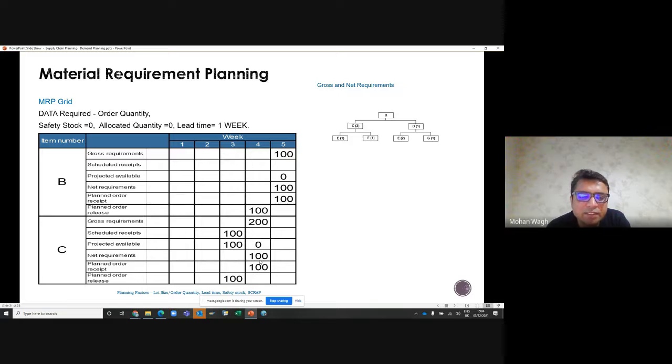I hope it's clear. It's a bit complex if you're seeing this for the first time, but I try to put it in a very simplified way, using these simple numbers.